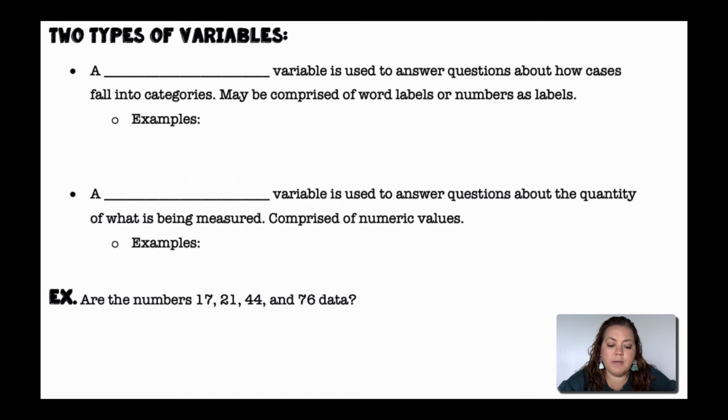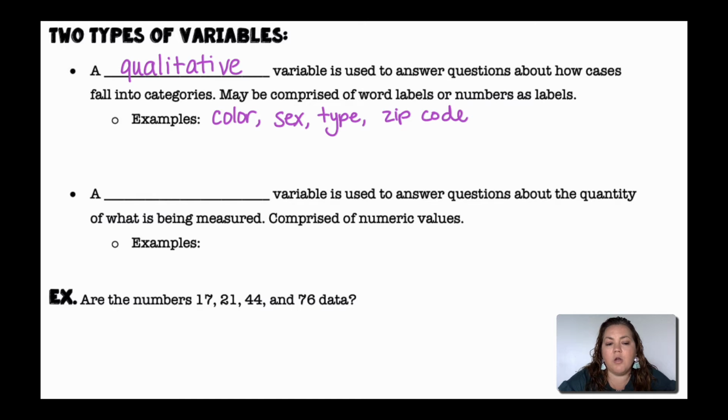All right, two types of variables. A qualitative variable is used to answer questions about how cases fall into categories. This may be comprised of word labels or numbers as labels. Some examples would be color, sex, type, zip code. So these are our categorical or qualitative variables.